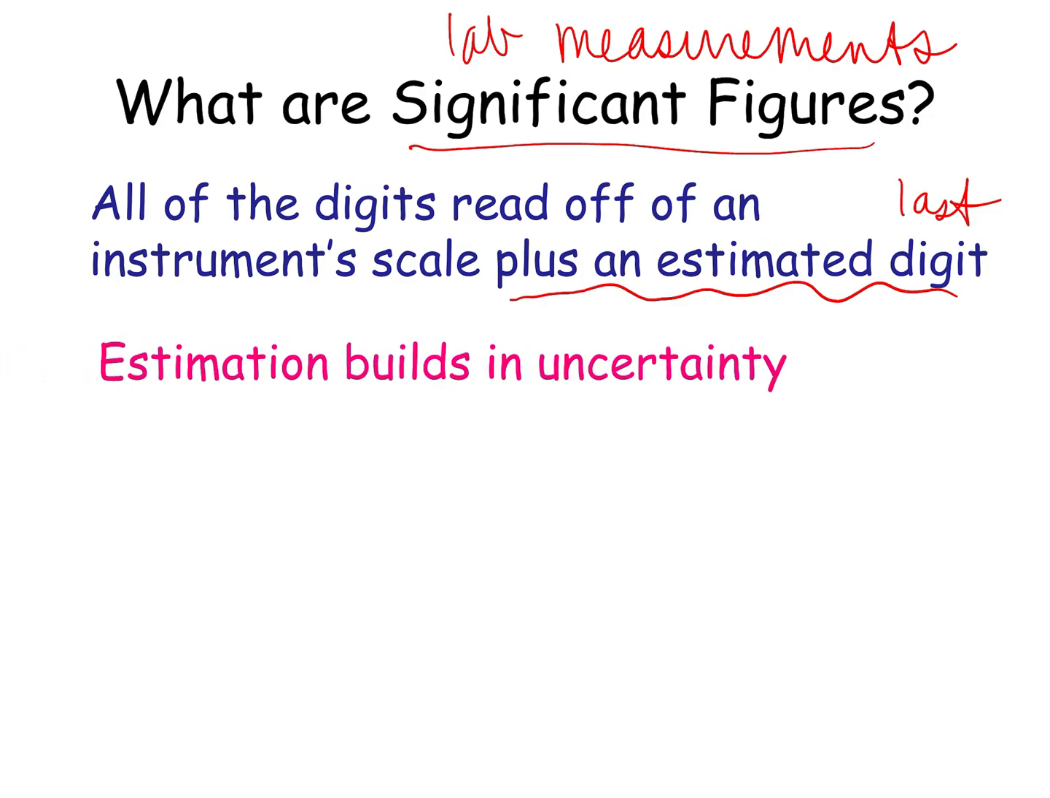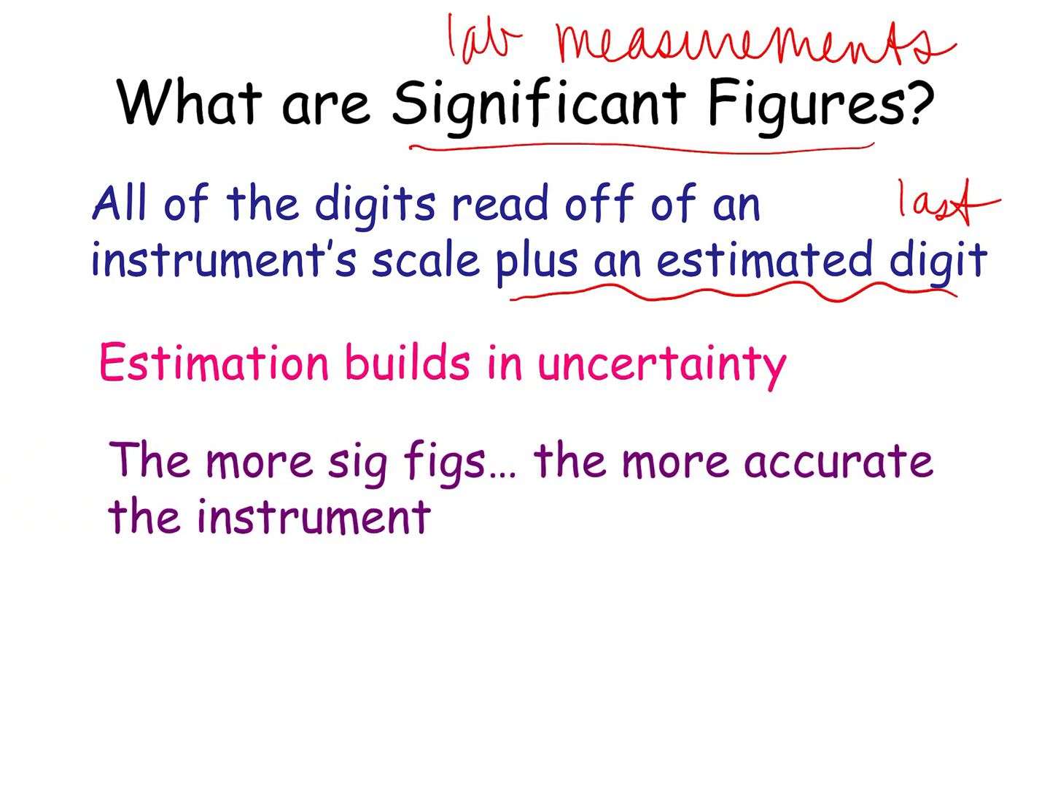Your estimation builds in uncertainty. So one person might say, oh, that's 2.55. And somebody else might say, oh, that's 2.53. And they're both considered right because that last one is an estimate. The more significant figures, or as abbreviated sig figs, the more accurate the instrument.